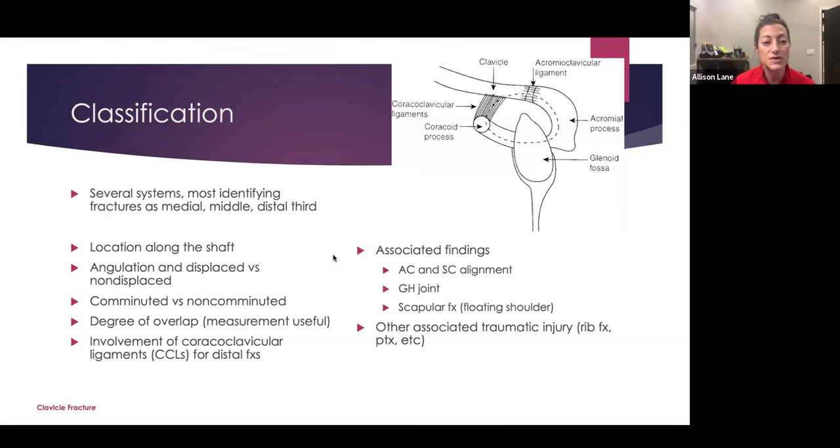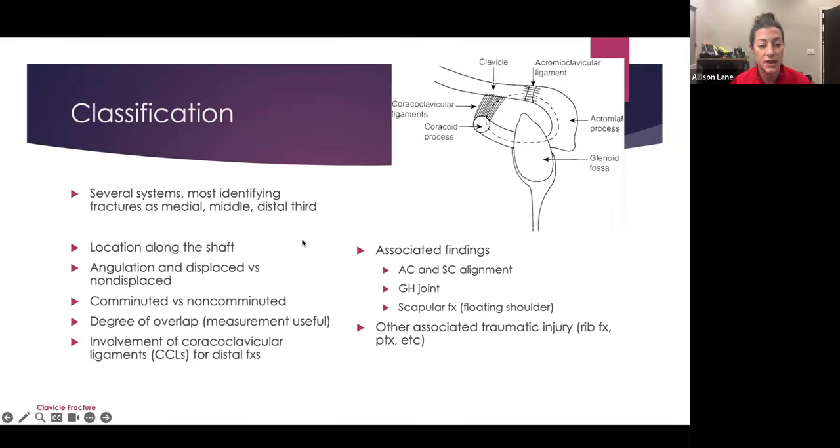In addition, you also want to know if there's any other things. So if you have associated AC or SC abnormalities, glenohumeral joint abnormalities, scapular fracture abnormalities, because what ends up happening, and I'll talk a little bit more about this later, but you can get what's called a floating shoulder. So this is the superior shoulder suspensory complex. It's a bone and soft tissue ring. And ultimately, if you have two disruptions within this ring, it's considered a floating shoulder and you're not stable. So it includes here the glenoid fossa, the coracoid process, the coracoclavicular ligament, the clavicle, the AC ligament, and the acromion. And so any two of those together can be considered a floating shoulder.